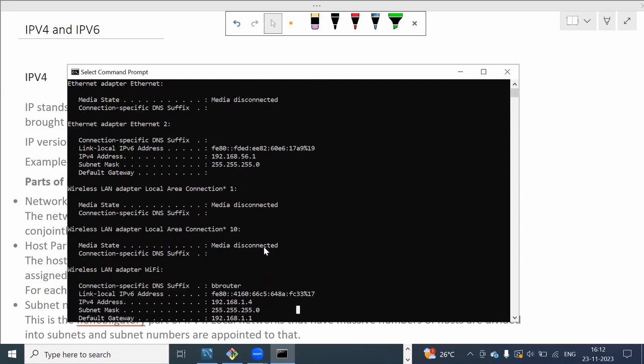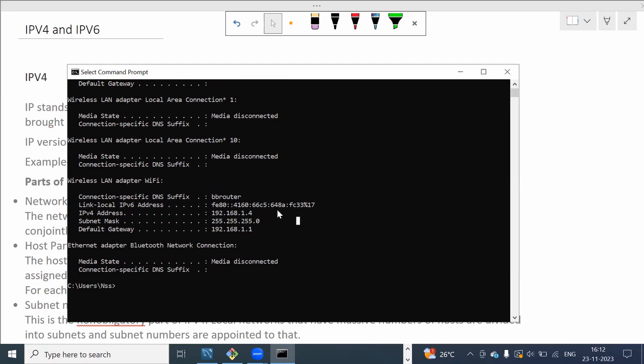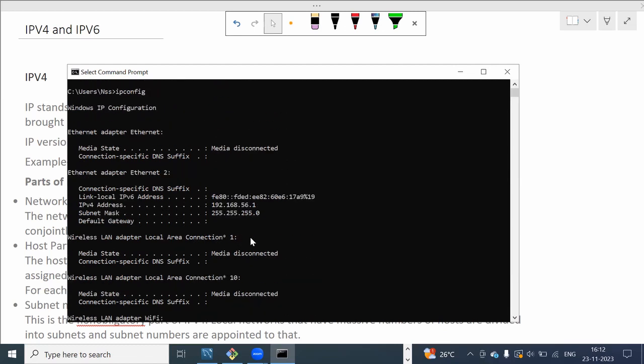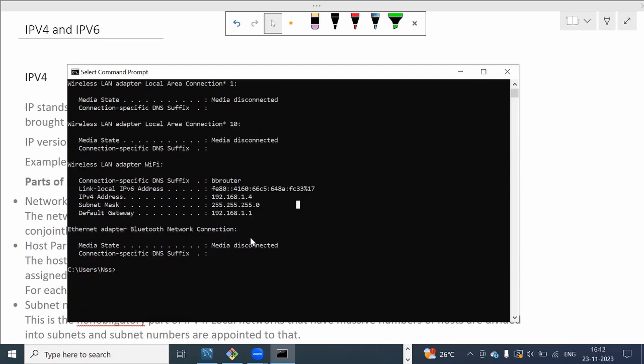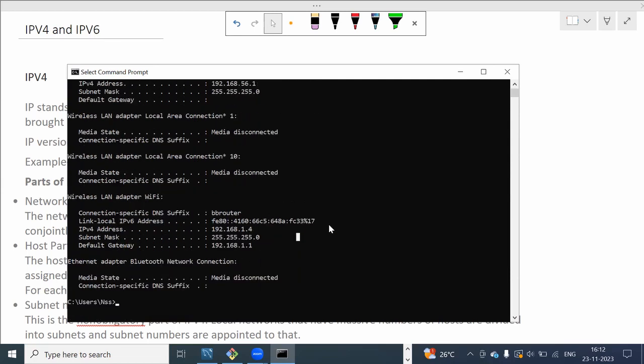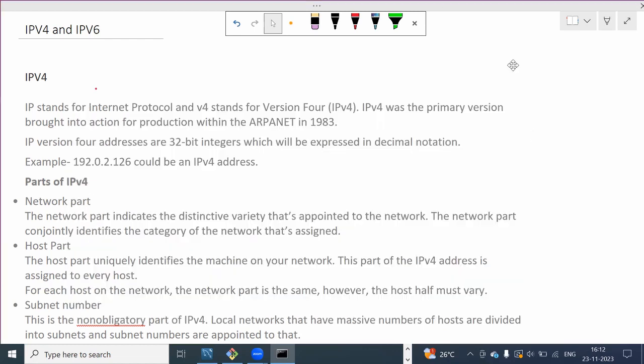As you can see, we have here the IP address for Ethernet and here the IP address for Wi-Fi. So what does it mean? The IP address changes as you change your network. Okay, so let's continue.